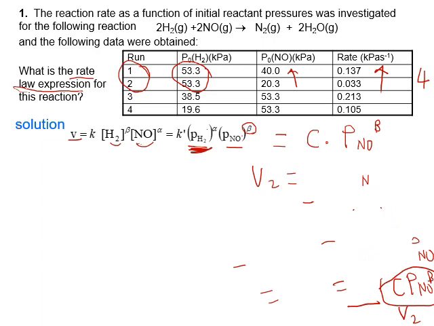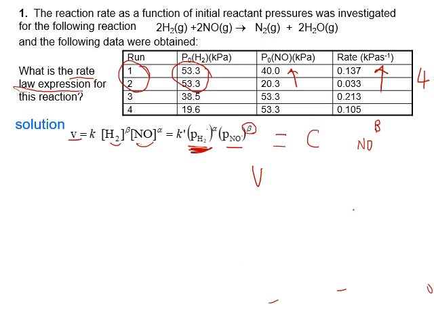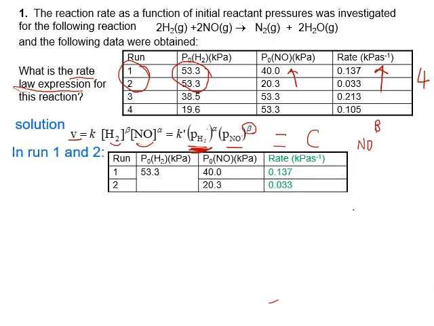Now let's do the same thing for hydrogen. Here this shows you how we find out beta is 2. Similarly, in order to find the alpha, we choose number 3 and number 4. For number 3 and number 4, you can see here the NO, nitrogen oxide pressure, is the same, and therefore it does not affect the reaction rate.